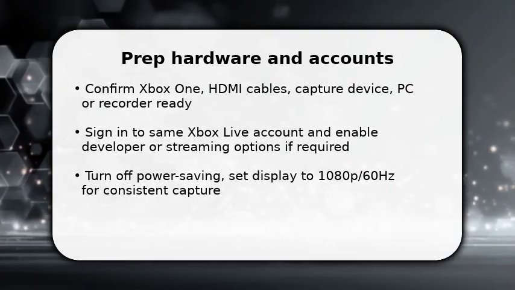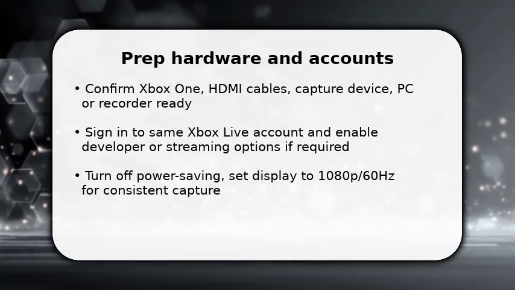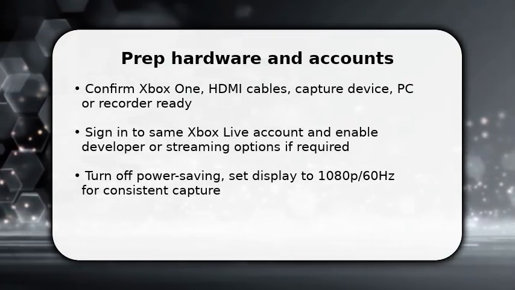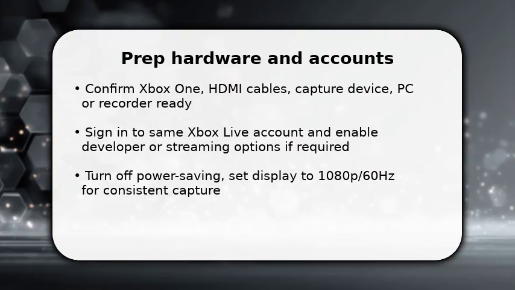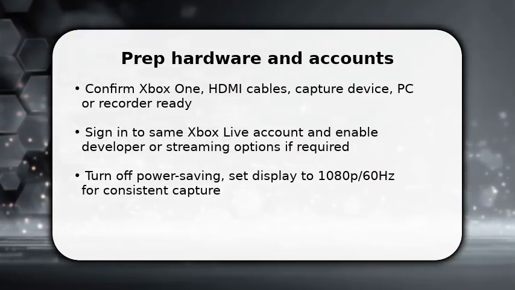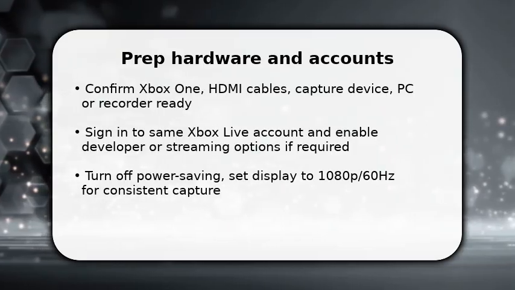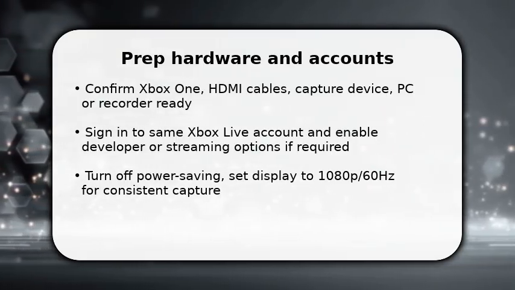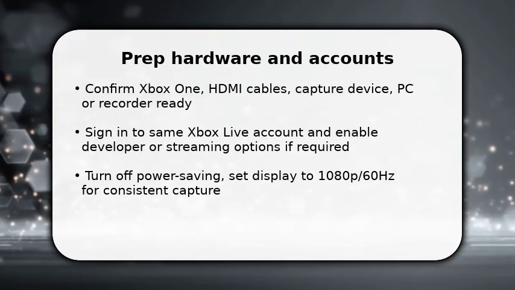You'll start by gathering hardware and verifying accounts. Connect the capture device to your PC and run in pass-through mode. This preserves controller input and audio. Once done, connect your Xbox's HDMI OUT into the capture in and the capture OUT into your TV.